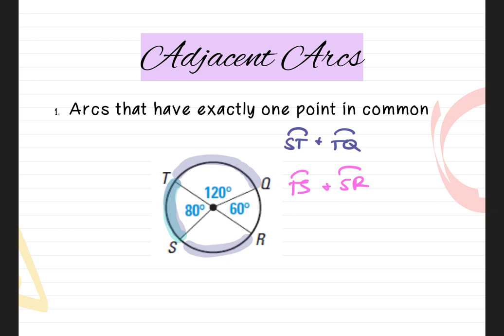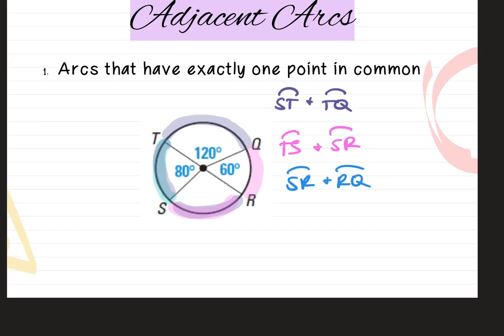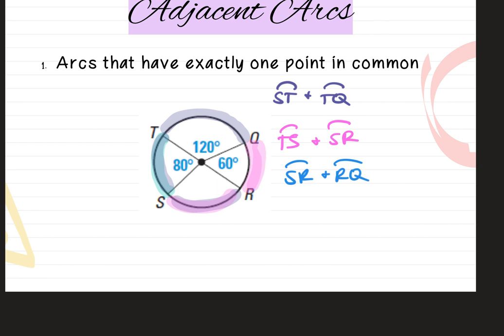I can say SR and RQ are adjacent. And I can say RQ and TQ. Sorry, and QT or TQ are adjacent. So they are next to each other. They share 1 point. They do not overlap.